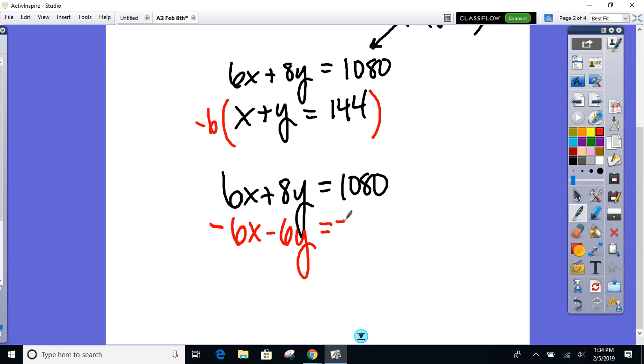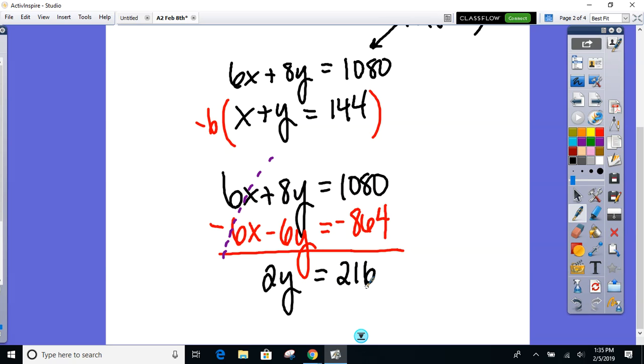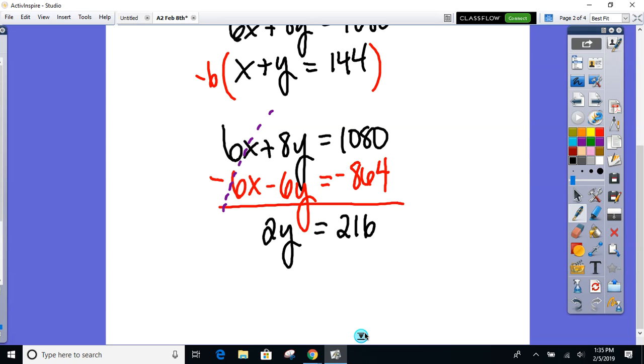What was that? How many? We got 2Y left? 216? Oh, yeah. So Y equals, what do we, 108?